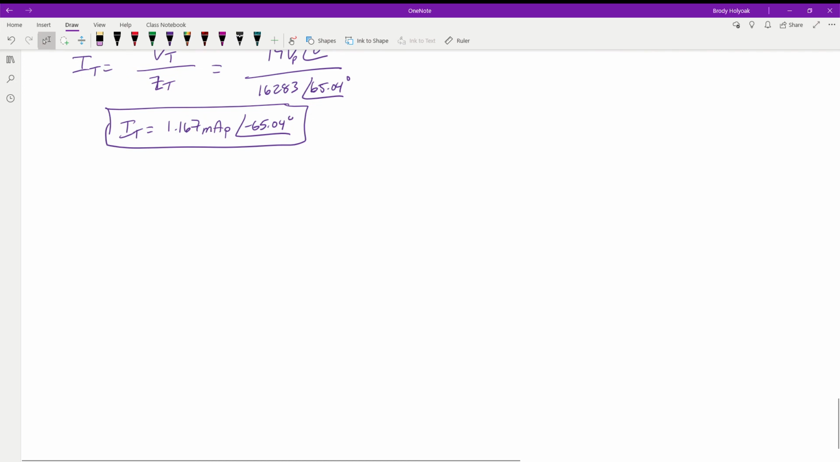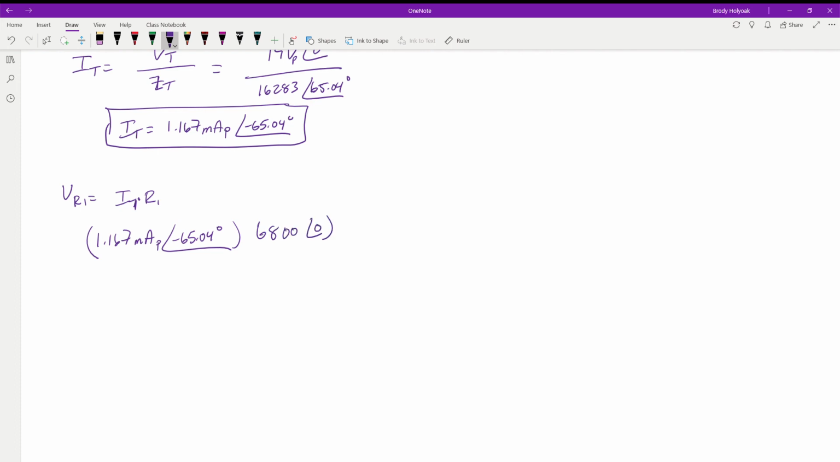Now we can carry that through just like we've been doing before. The VR1 is going to be equal to the I total, which is the current going through it, times R1. So 1.167 milliamps at an angle of negative 65.04 degrees multiplied by 6.8K at 0. The voltage drop across R1 is equal to 7.936 volts at an angle of negative 65.04 degrees.